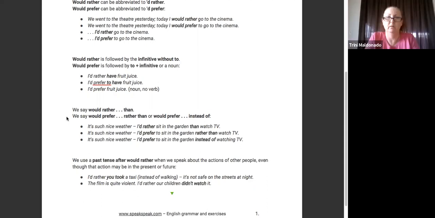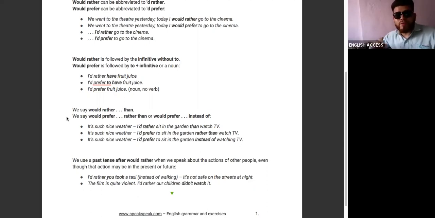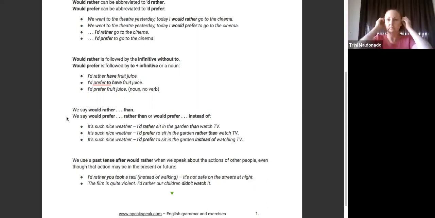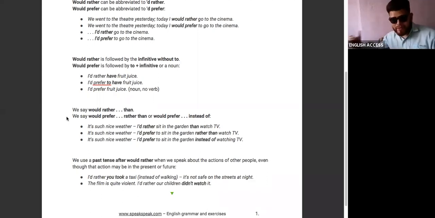We say would prefer rather than, or would prefer instead of. I would prefer orangeade rather than lemonade. Or I would prefer orangeade instead of lemonade. And don't worry, I'm going to send you this worksheet afterwards, so you can use it as a reference for your homework.